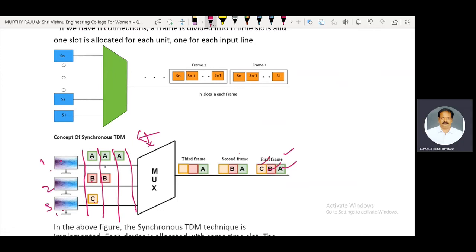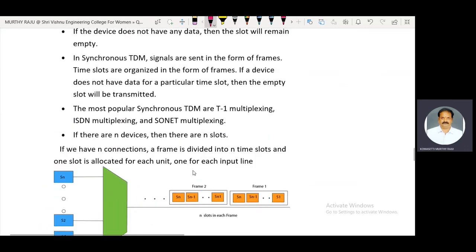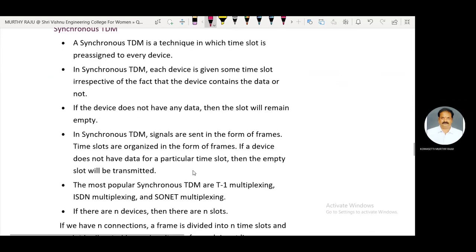In the second frame, A and B are available, but information from the third source is not available. In frame 3, the first information is available from the first source only. From the second and third sources, the information is not available. That is the concept of synchronous TDM. Synchronous TDM is a technique in which a time slot is pre-assigned to every device.